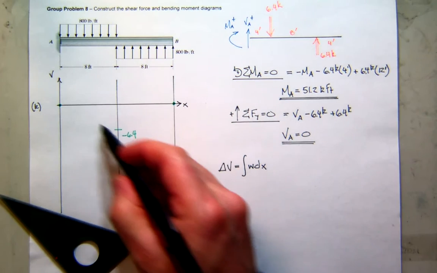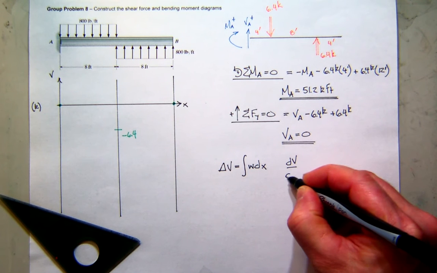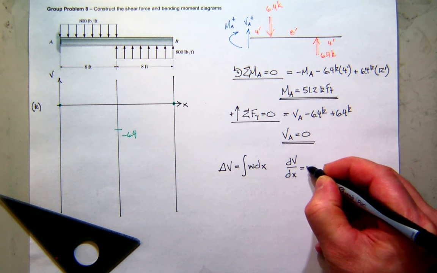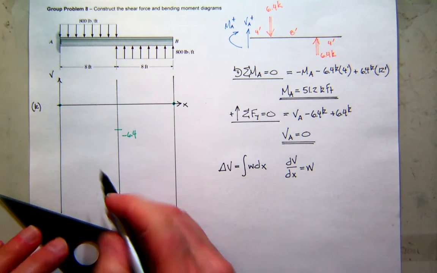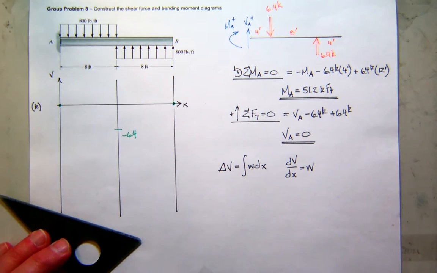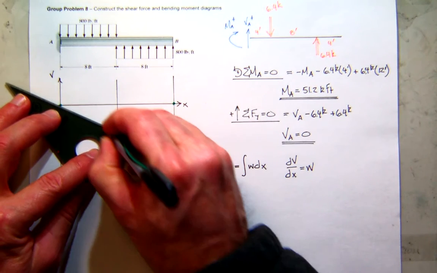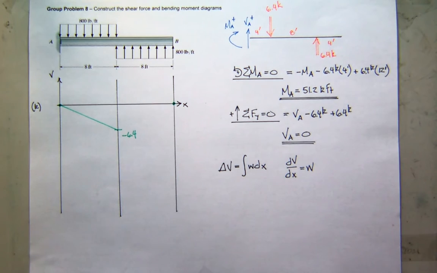And the shape of this curve should be given by the value of the load. And if we look up here, the value of load is constant. So constant slope is a straight line. And it's a negative slope. So we get that for our shear diagram over the first 8 feet.